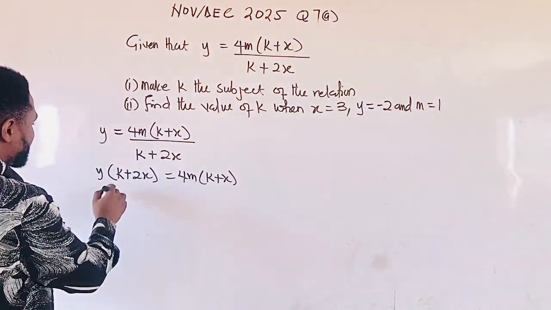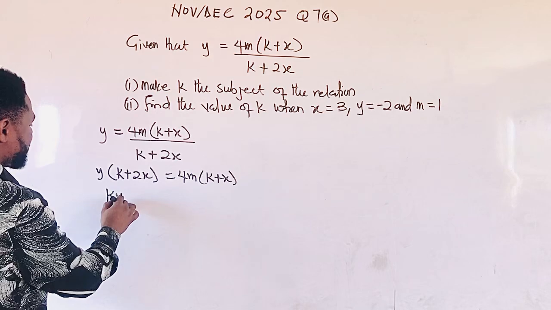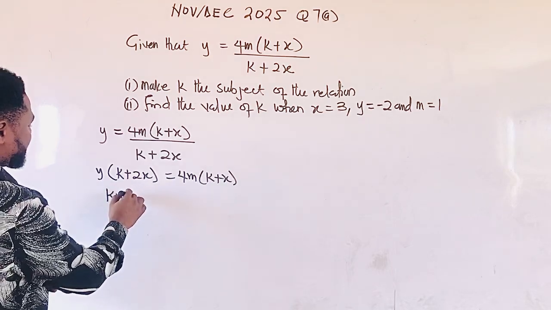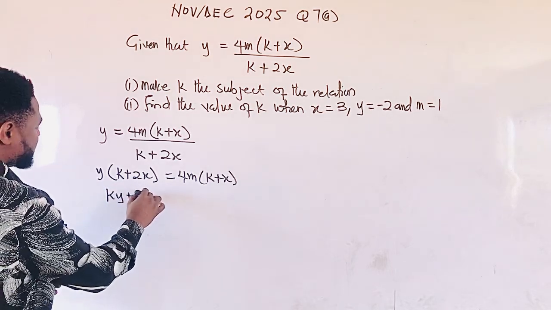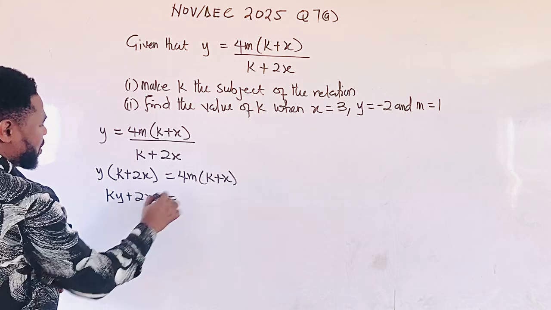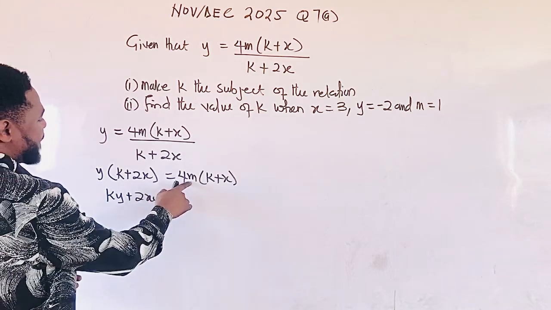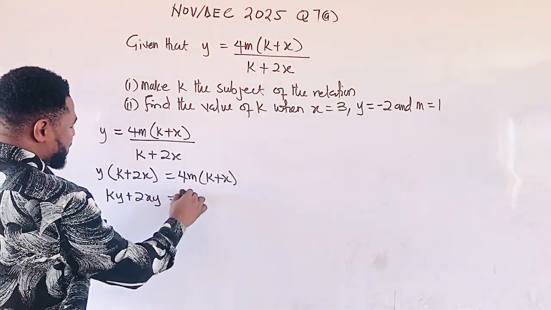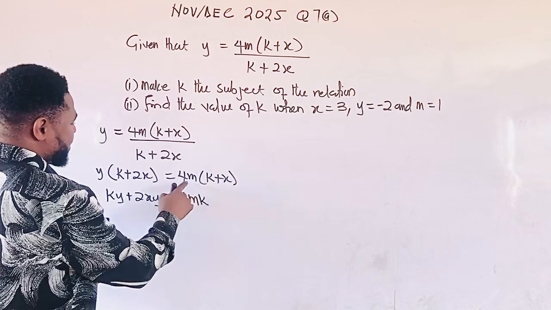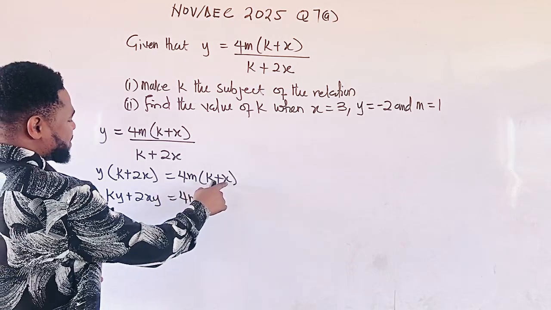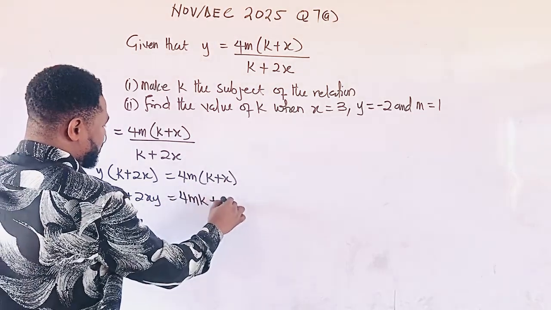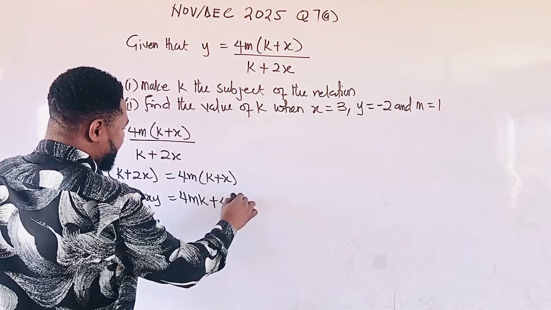So y will multiply k, we'll get ky. Y will multiply 2x, we have 2xy. All will be equal to 4m times k, which will give us 4mk, and 4m times positive x will give us 4mx.